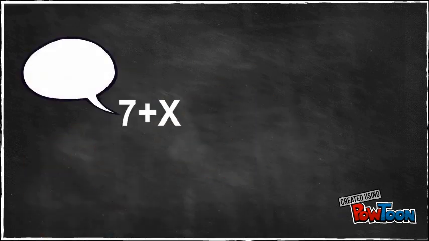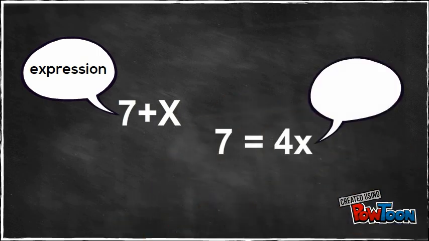Example. 7 plus x. This is an expression because there are no sides and no equals sign. Now let's take a look at an example of an equation. 7 equals 4x. This is an equation because it has a left side, a right side, and an equals sign separating the sides.